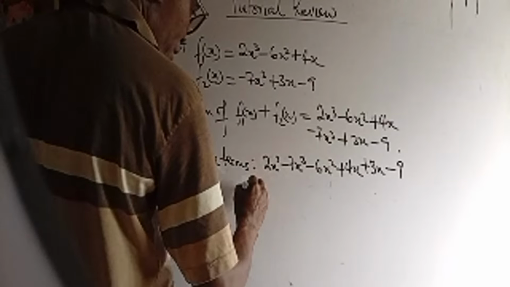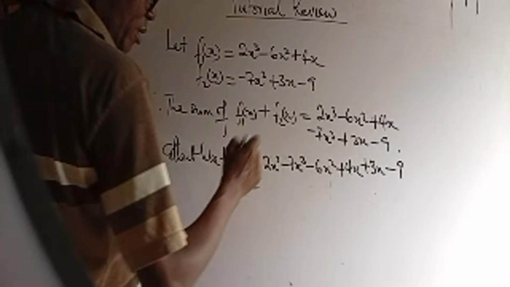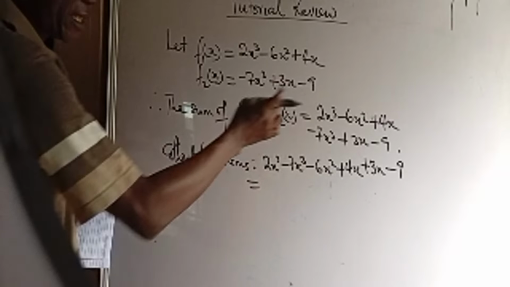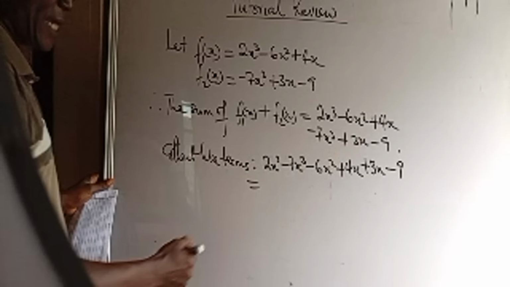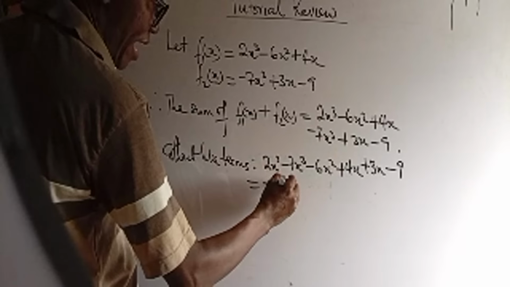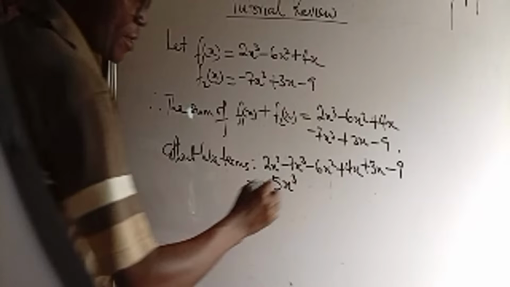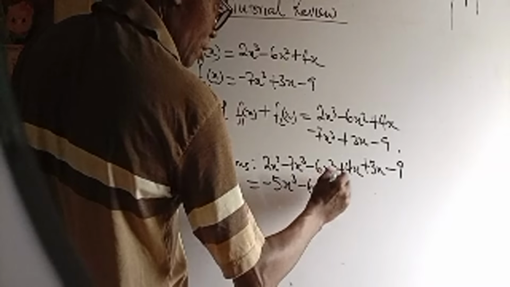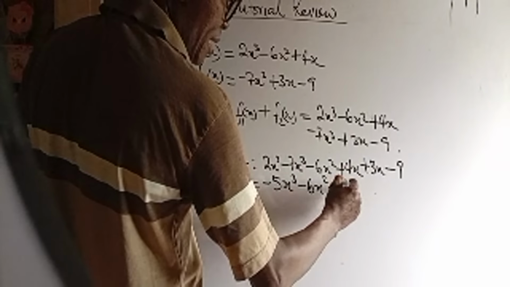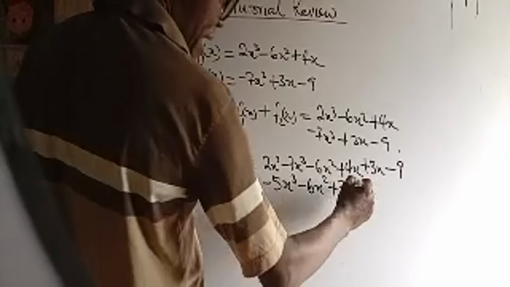So here we have 2x cubed minus 7x cubed. You can say that these are like terms because both of them contain x cubed. So when you add them together, it's like saying 2a minus 7a. That's minus 5x cubed. Okay, then minus 6x squared. Now plus 4x plus 3x, that is plus 7x. Okay, then minus 9.